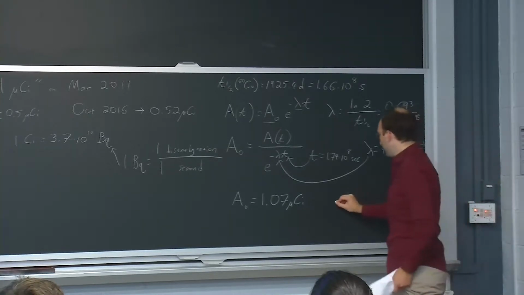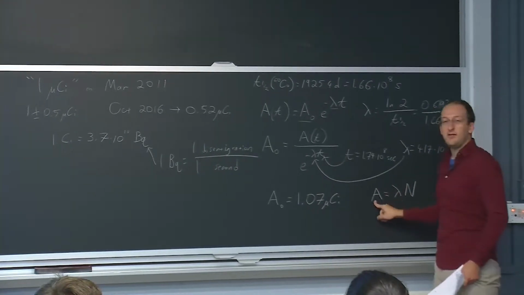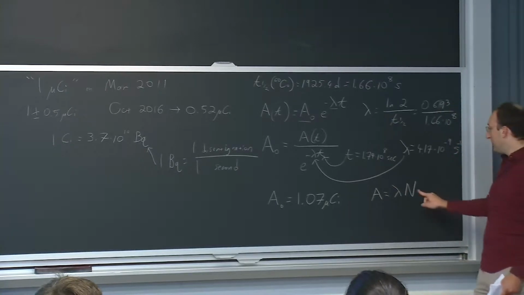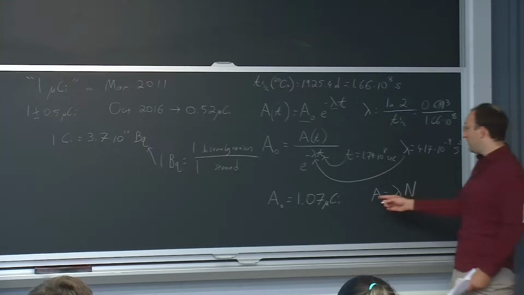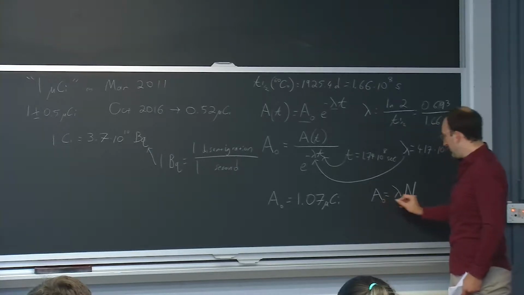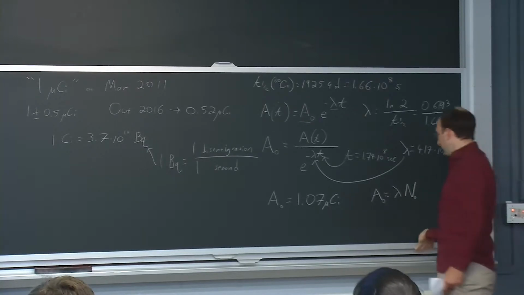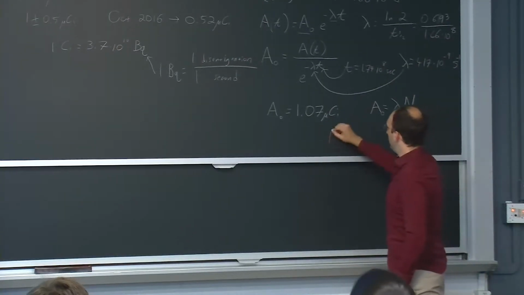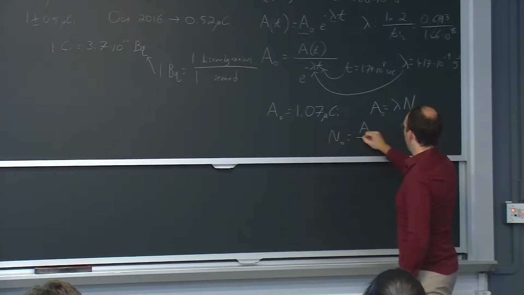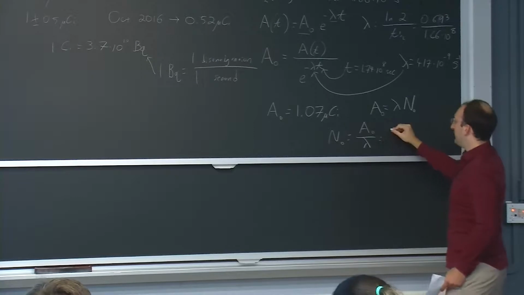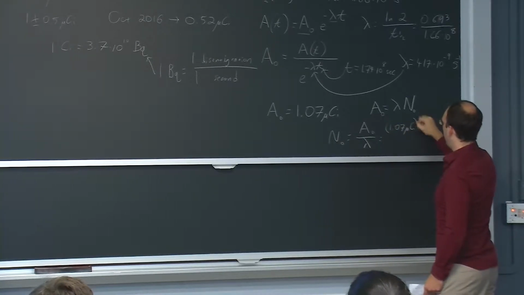Does this look familiar to anyone? The activity is directly proportional to the number of atoms there times its decay constant. So since we now know A naught, we can find N naught because now we know lambda as well. So the number of atoms we had at the beginning is just our activity over lambda. And our activity is 1.07 microcuries.